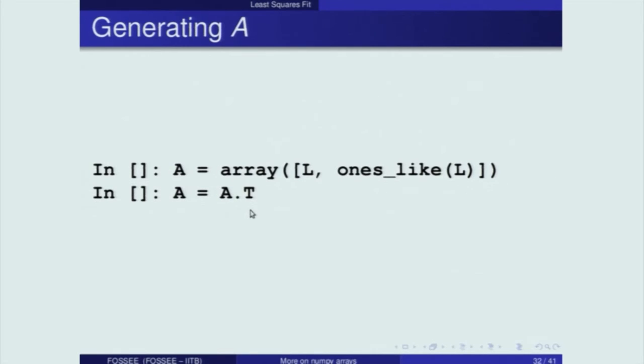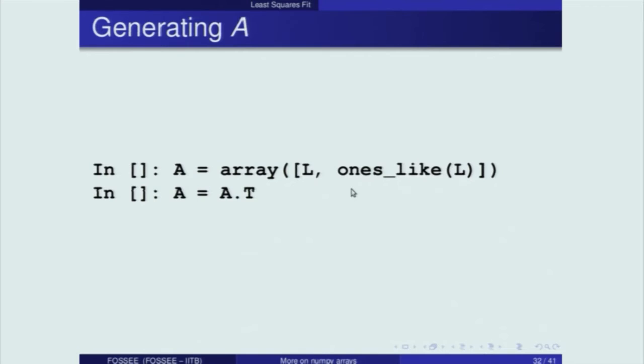Now we need the transpose of this. Remember, L is a row, 1 is also a row. We want it as columns. So we just do A is A dot transpose, A dot capital T. Are you done with this?